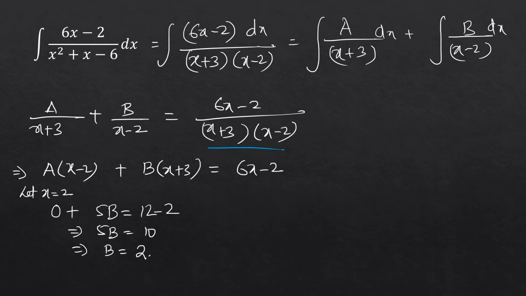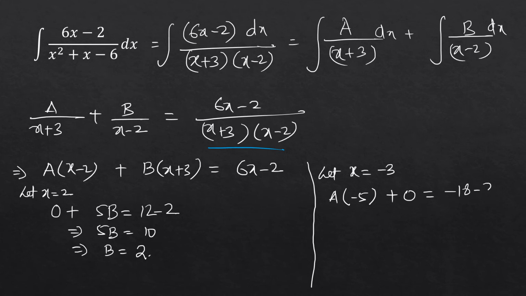Alright, now I will do one more calculation. Here I will try to get rid of this b. So let x is equal to minus 3. If I put x is equal to minus 3, what I will get? I will get 8 times minus 5 plus 0 is equal to minus 18 minus 2. So it implies that minus 5a is equal to minus 20, and it implies that a is equal to 4. So we got the value of a and b. So we got a is equal to 4 and b is equal to 2.